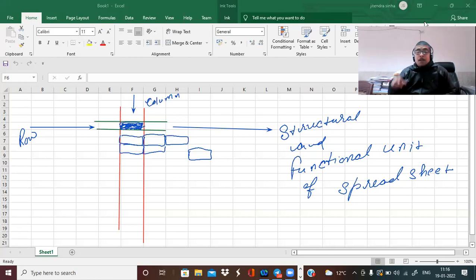Why functional? Because every cell performs its own function, and collaboratively, jointly together they perform the function of the spreadsheet. That is totaling, analyzing, tabulating, calculating of data. I hope it is clear.